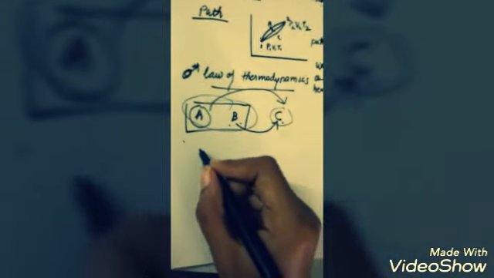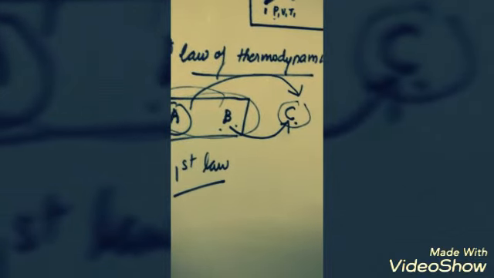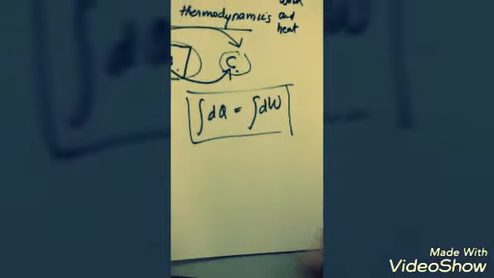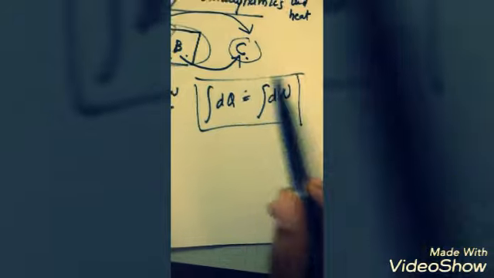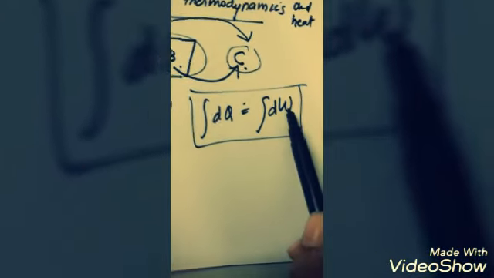Next is the first law of thermodynamics. The first law states that for a system operating in a cycle, the net heat transfer is equal to the net work transfer. That is, integral dQ is equal to integral dW. We just have to put this equation in a statement. That is, the first law states that the net heat transfer is equal to the net work transfer, where Q is the heat and W is the work.